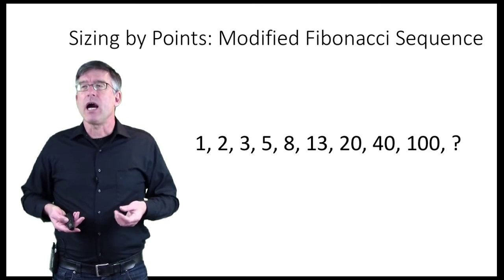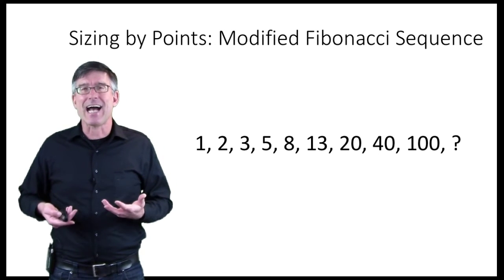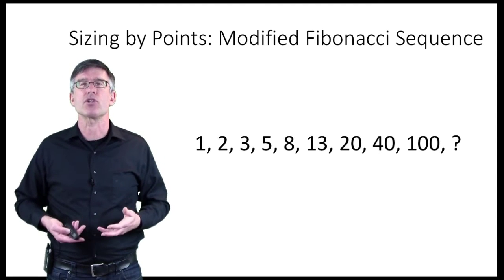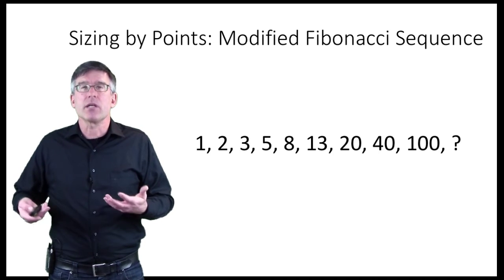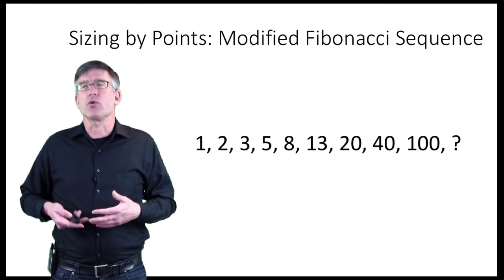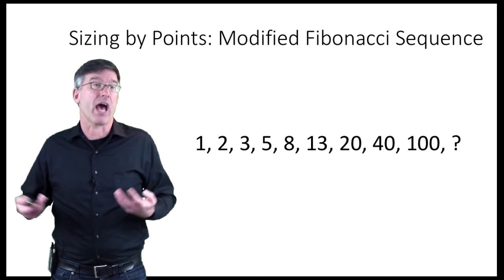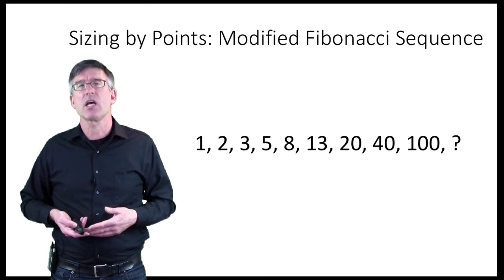You'll notice also it's not an exact Fibonacci sequence. It goes 1, 2, 3, 5, 8, 13, 20. The next number should be 21, but it's modified at this point, then it just goes 20, 40, 100. So this is by convention what most Agilists or people using story points would advise.